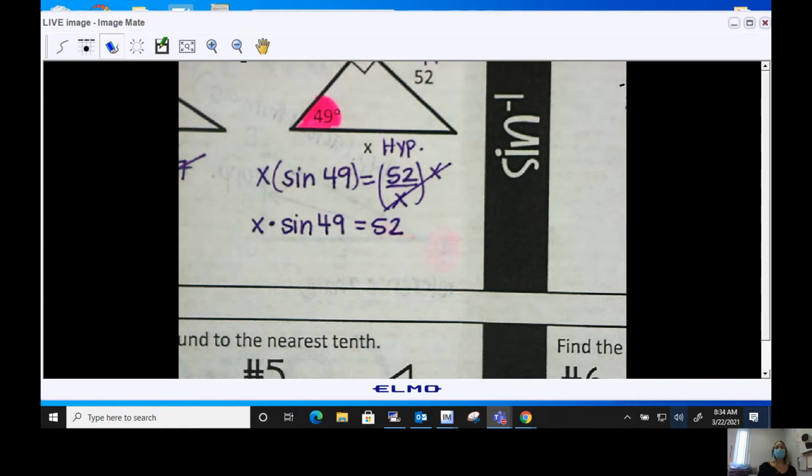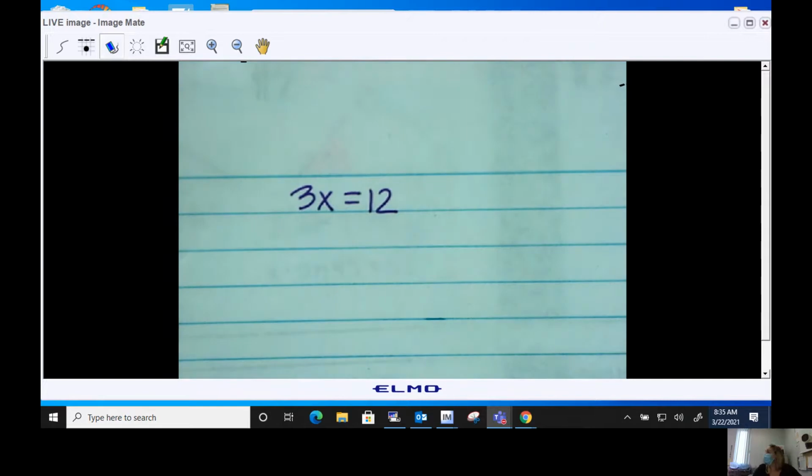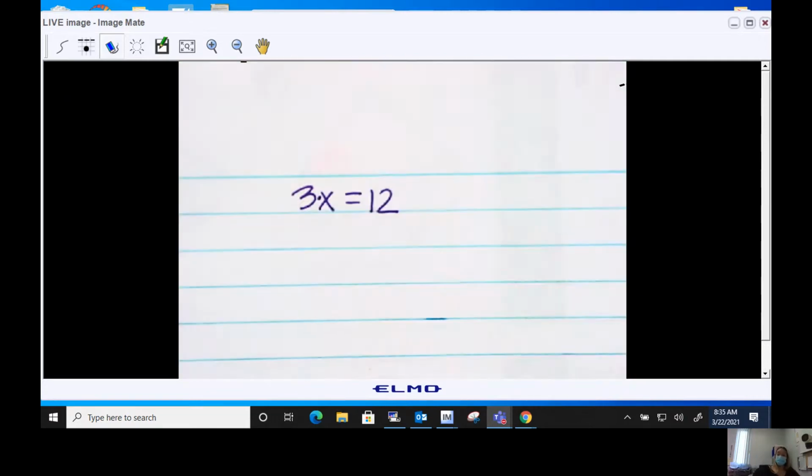What would I have to do to get the x by itself? What do you think? Ideas? Okay, well, how about this? If I gave you that equation, 3x equals 12, what would you do to get x by itself? Why? This is 3 times x. So to get rid of it, I would divide both sides by 3, right? And that would give me my answer.